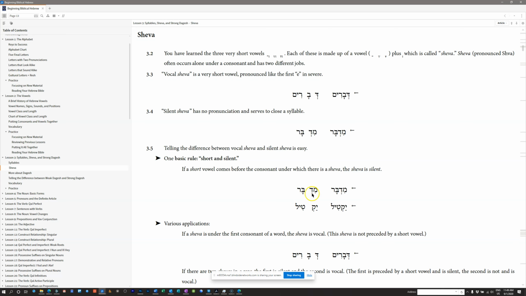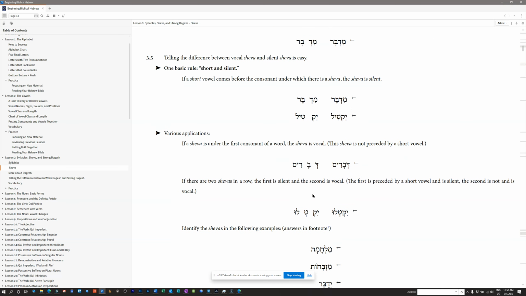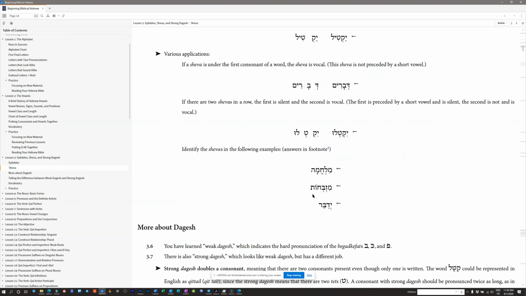So anytime you have a shva in a letter followed by a letter that has one of those short vowels, that's going to be silent. Midbar, yaktil. Okay? If the vowel before the shva is not short, if it's anything else, then that is probably a vocal shva. If the shva is underneath the first consonant of a word, well, is it preceded by a short vowel? Nope, it's preceded by nothing. So, hang on. Yeah, that means it's vocal, okay? It's not preceded by a short vowel.